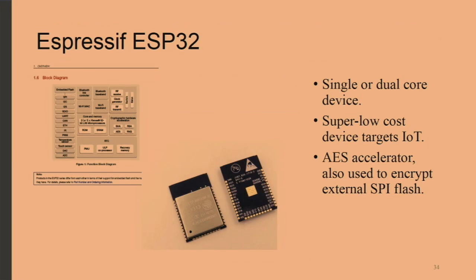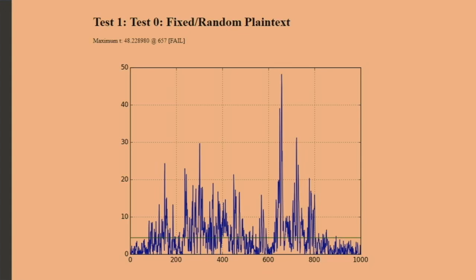The next device, Espressif ESP32. It's a really low-cost device. Has a lot of stuff in it for the cost. It's crazy. It has an AES accelerator that can be used to decrypt external SPI flash to load data in as it's coming in.